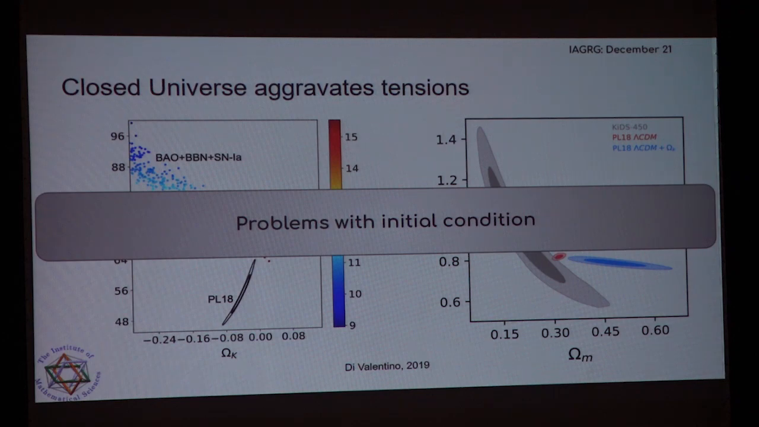Another thing that you will not find in the data is that it has problems with initial conditions. If you have a curvature, it will have problems in starting inflation. If you try to solve the scalar field equation with a curvature density, you will not be able to start the scalar field rolling slowly towards the bottom of the potential.